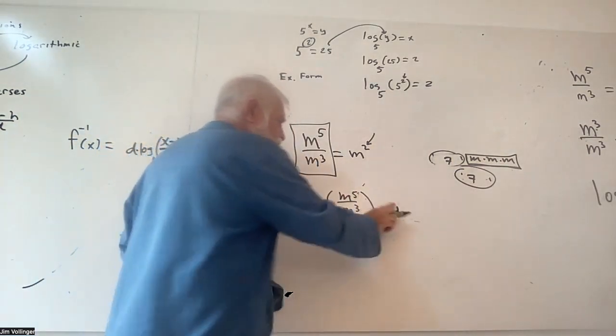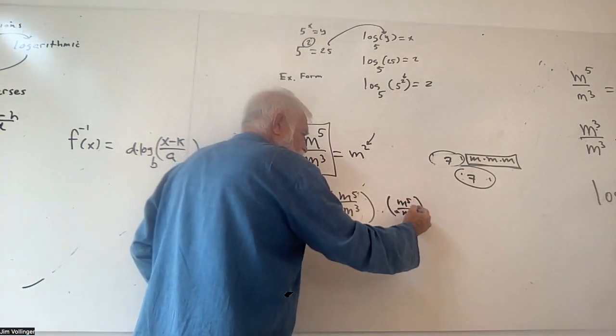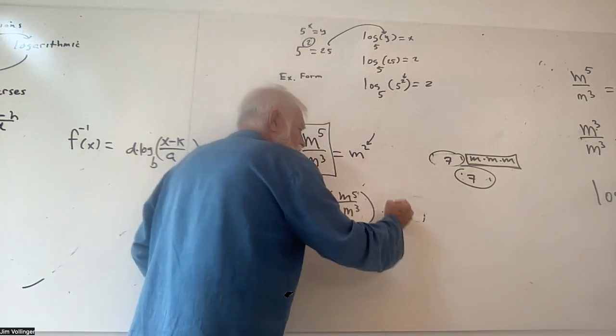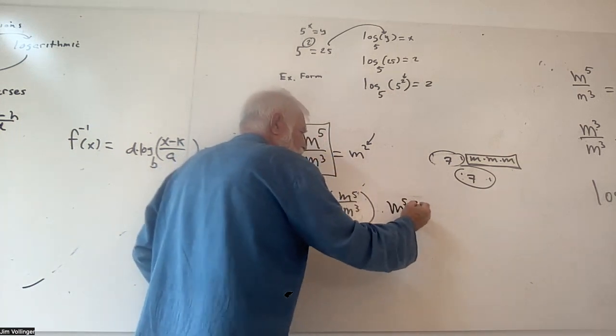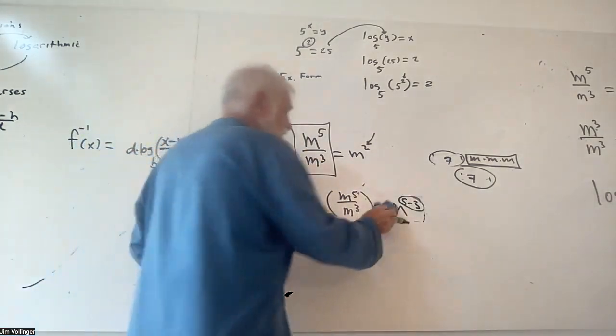Well, if I just look at the parentheses, it's m to the 5 over m to the 3 is m to the 5 minus 3. Well, there's the exponential activity. So that's why the answer here is a 2.